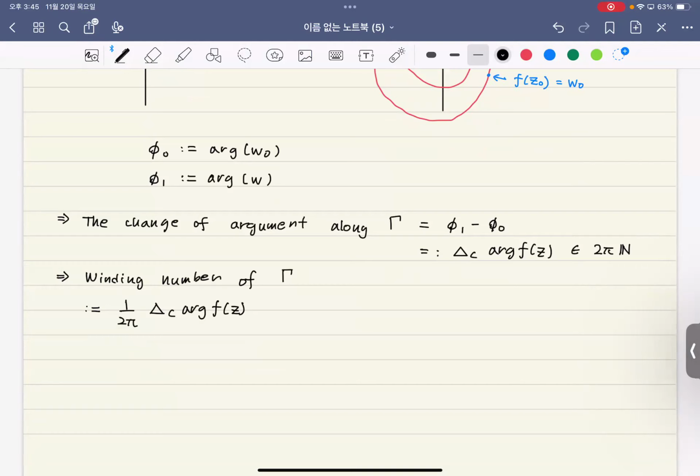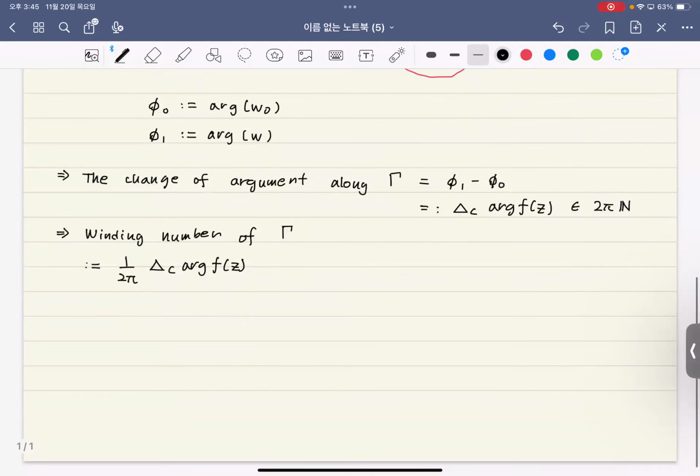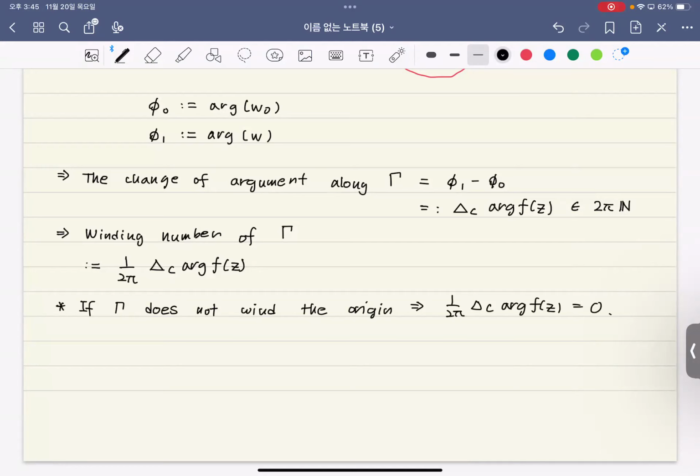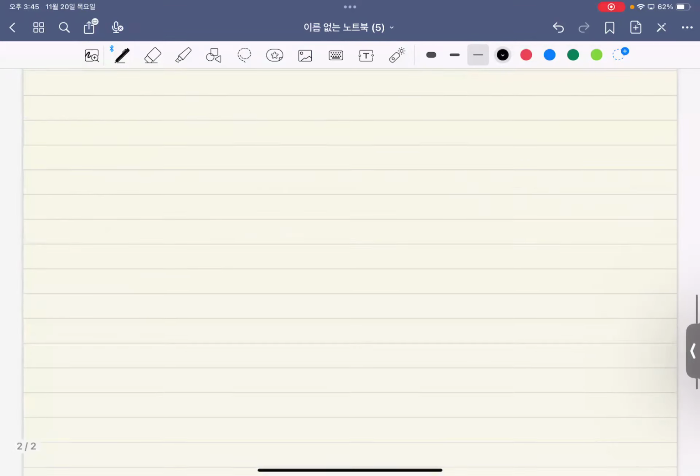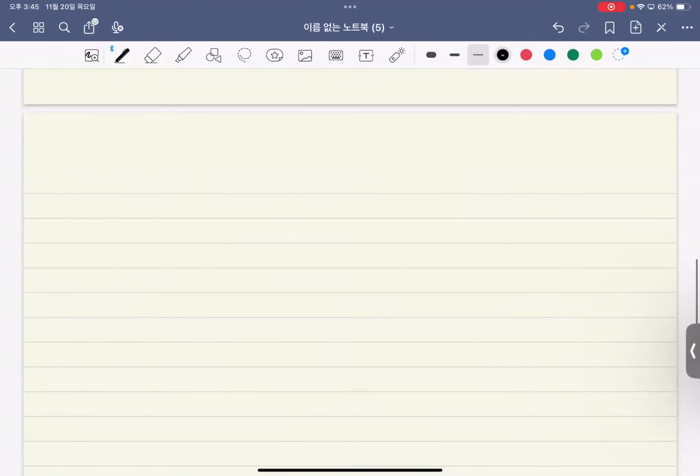All right. Okay, so if gamma does not wind the origin, then this winding number should be 0. Okay, so this is the winding number. Not a big deal.